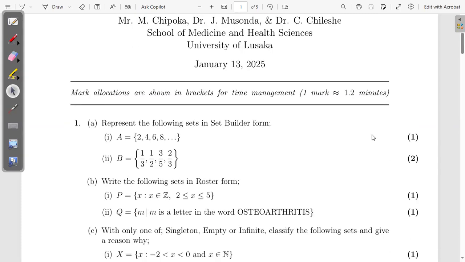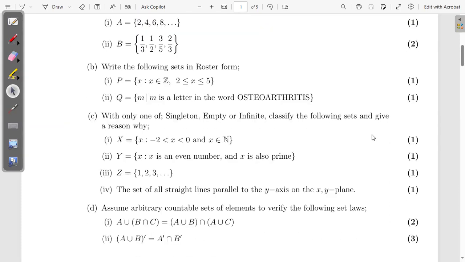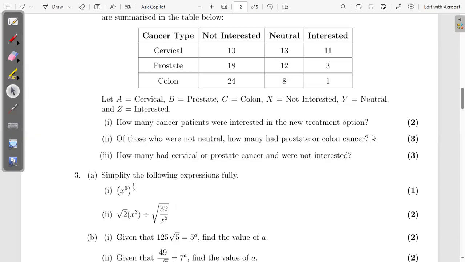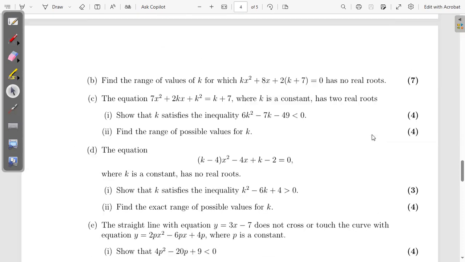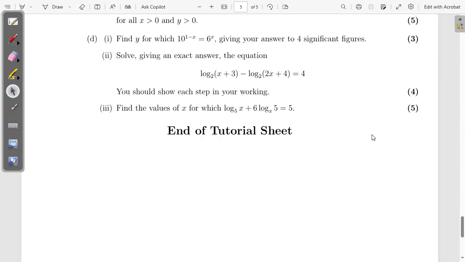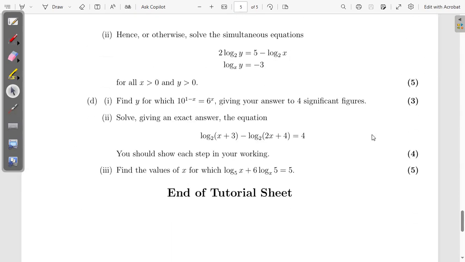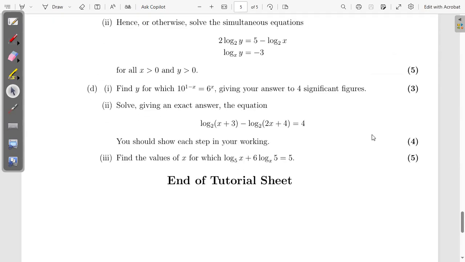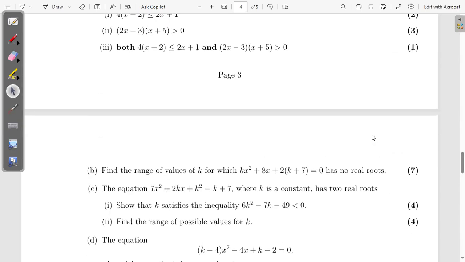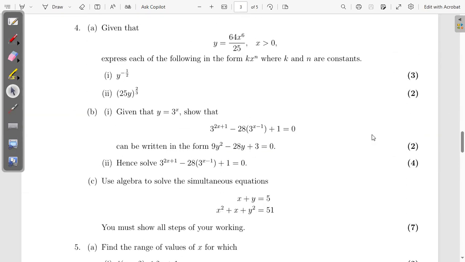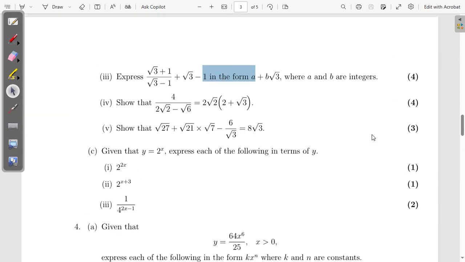We solved all these questions that you can see from question 1 all the way to wherever this tutorial sheet ends. You can find some of the videos on my YouTube channel, but the full videos are on our website. Now my interest today is just this part that has the surds. So we'll concentrate on this part here.